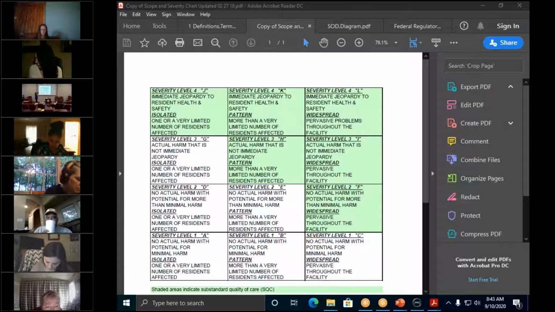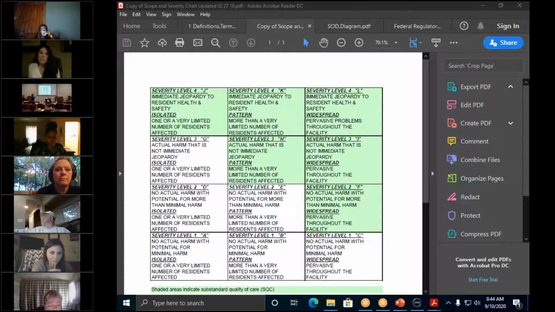So this is a grid that you want to keep handy at your desk. It's going to help you whether you are just identifying what your plan of correction should be, as well as, this scope and severity is actually cited on all the nursing home surveys that I'm talking about, whether it's Medicaid, Medicare, or both, as well as all the assisted living surveys.